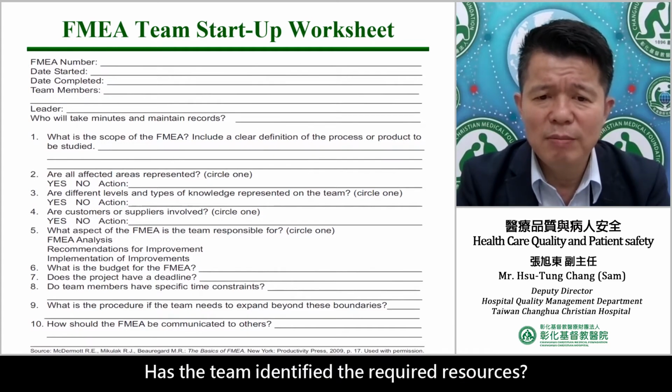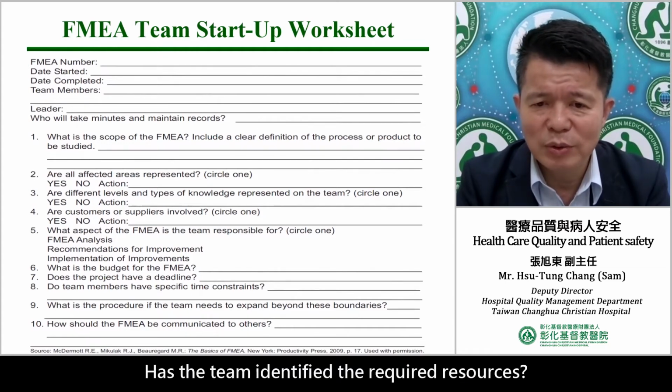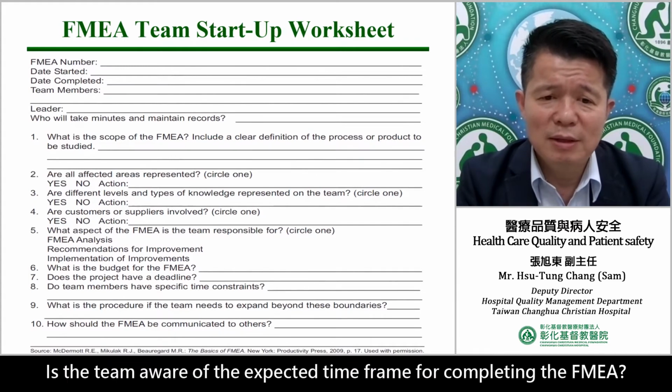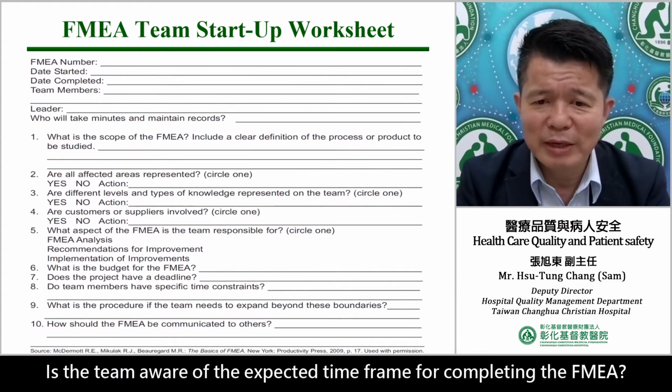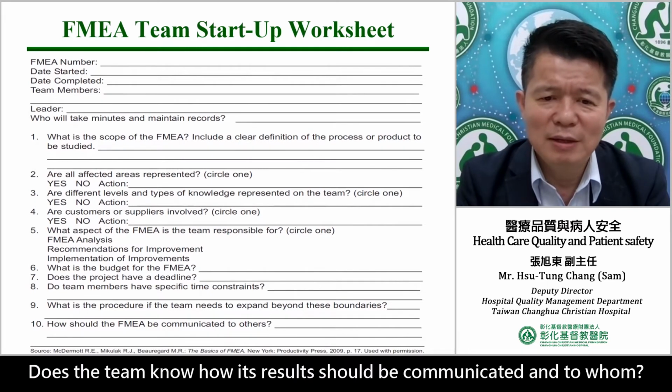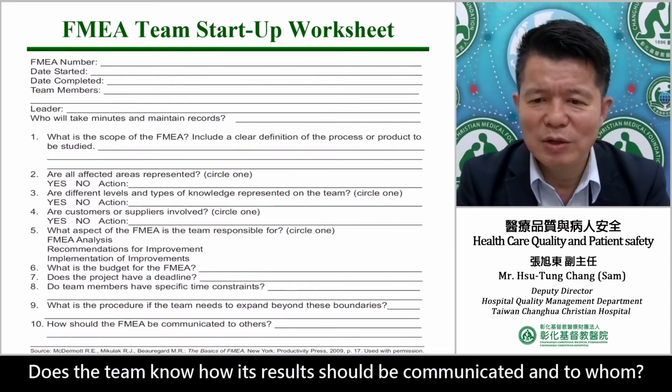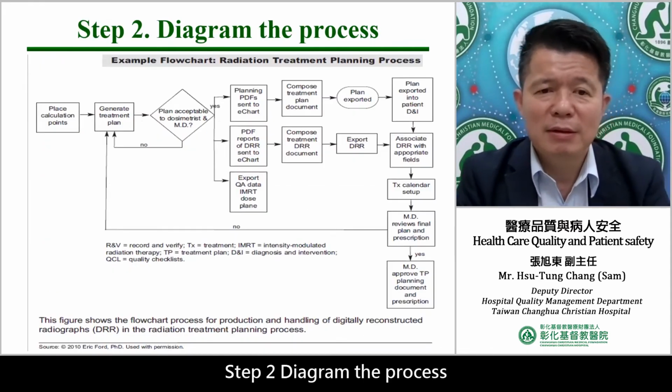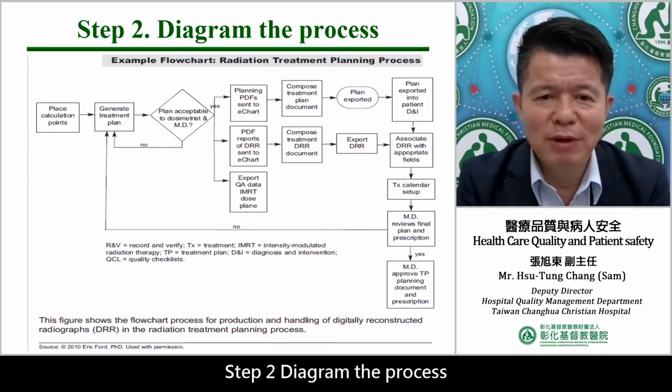Has the team identified the required resources? Is the team aware of the expected time frame for completing the FMEA? Does the team know how its results should be communicated and to whom? Step 2: diagram the process.